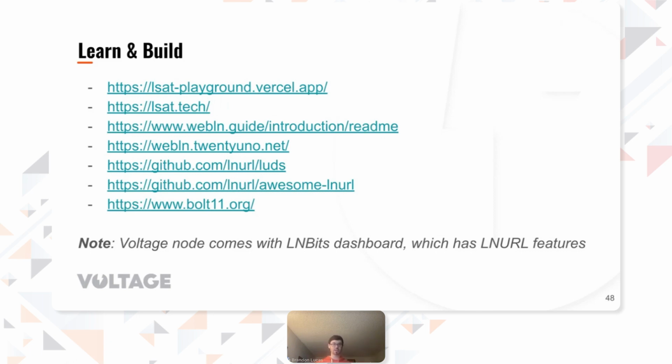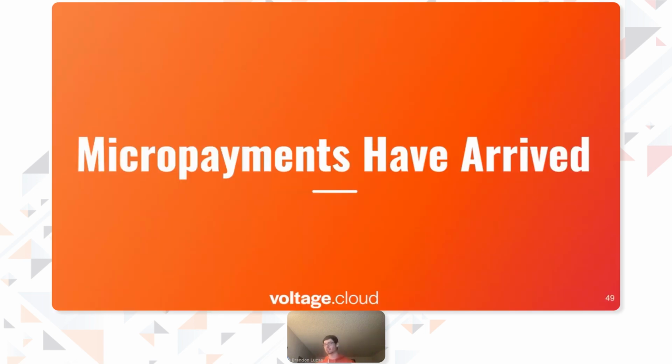And so one thing I want to note: if you run a Voltage node, it comes with an LNbits dashboard, and LNbits has a lot of LNURL plugins that you can play around with. So definitely check that out if you run a Voltage node. And so that's really it. That pretty much concludes the presentation.